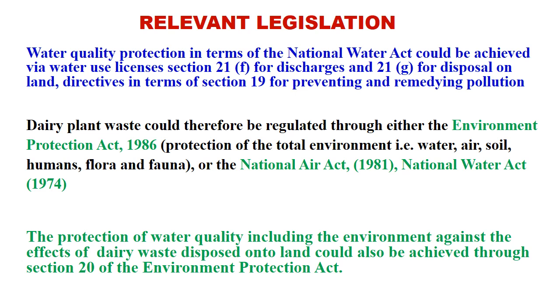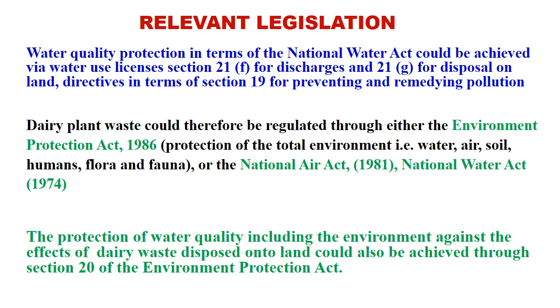So let us understand the relevant legislation. There are several acts or laws to prevent pollution from any industry. The first one is water quality protection in terms of the National Water Act, which could be achieved via water use licenses, section 21F for discharges and 21G for disposal on land. Directives in terms of section 19 are for preventing and remedying pollution. So these two sections guide and control the water use and their discharge.